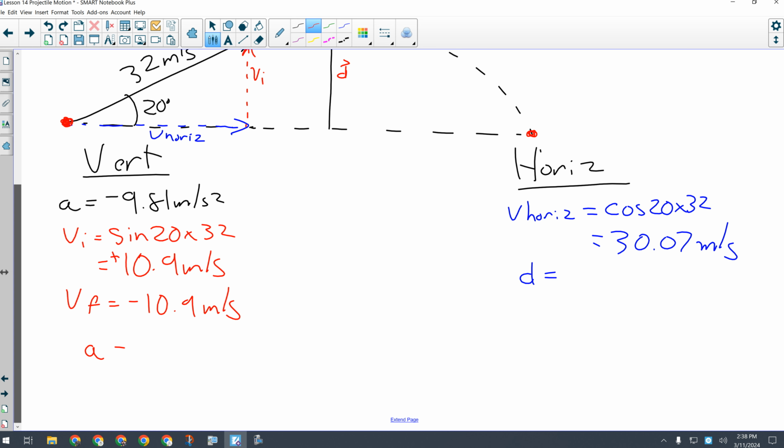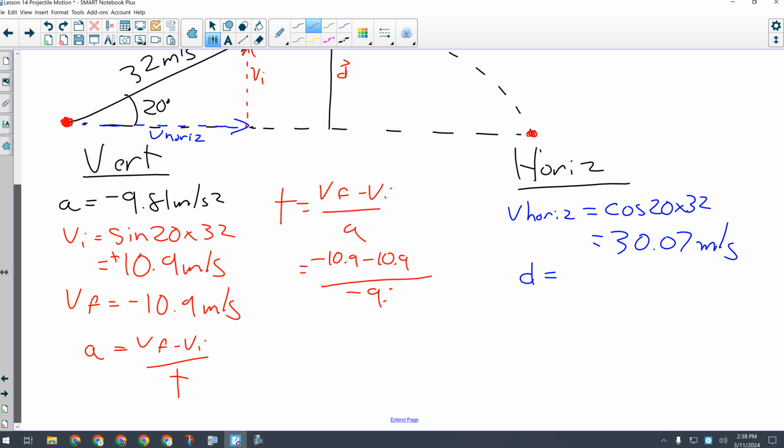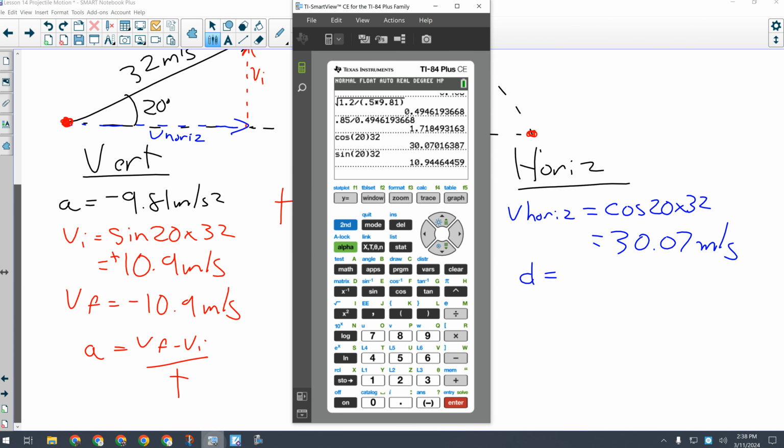Okay, this formula. We looked at it earlier today. A equals VF minus VI over T. So if I want to manipulate this for T, all I have to do is say, all right, T equals VF minus VI over A. So that's going to be negative 10.9 minus 10.9 divided by negative 9.81. Okay, that should give me how long the General Lee is flying across the river.